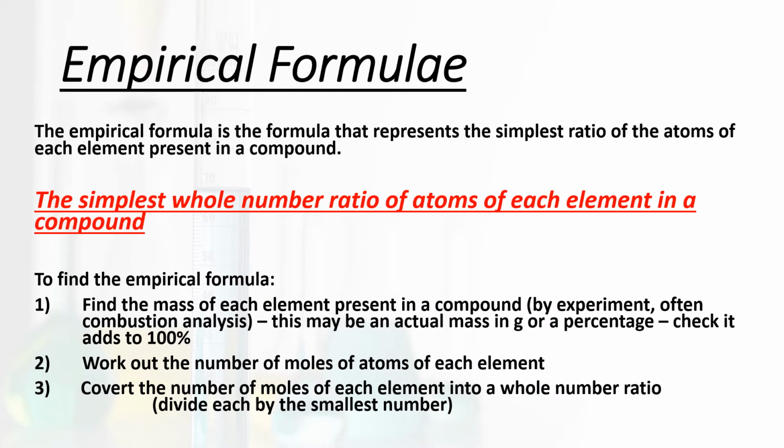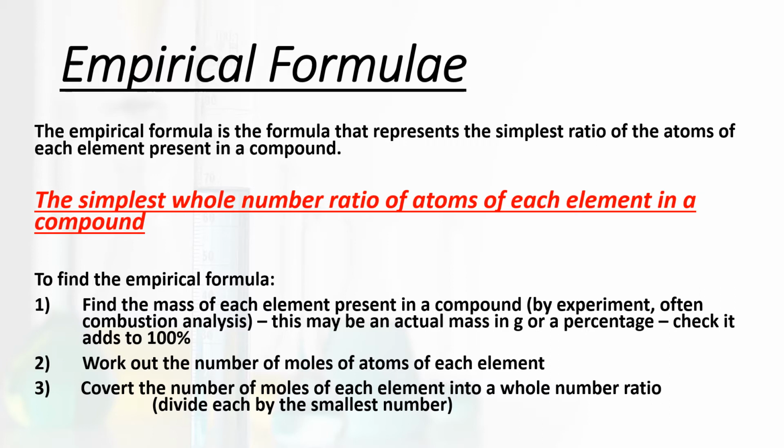So the empirical formula is the formula that represents the simplest ratio of the atoms of each element present in a compound. It doesn't have to be the actual number of atoms present, it could be, but it's always the simplest ratio of those atoms. It's the simplest whole number ratio of atoms of each element in a compound.